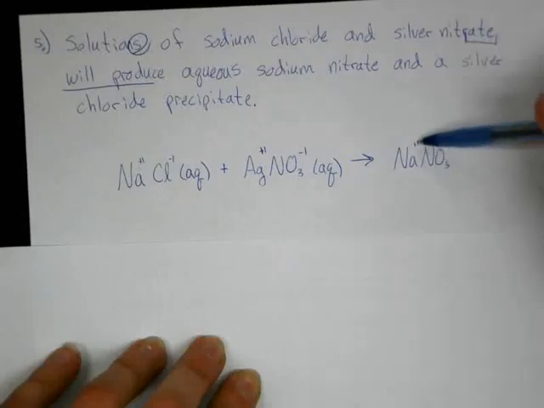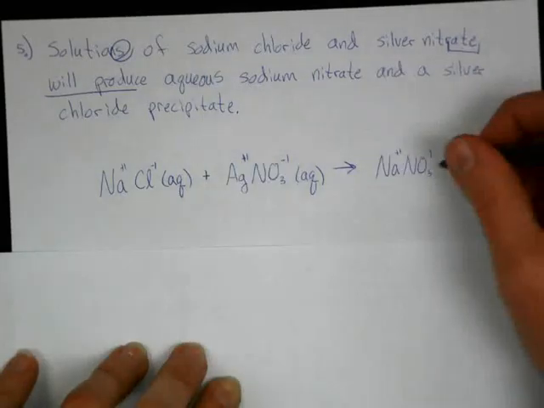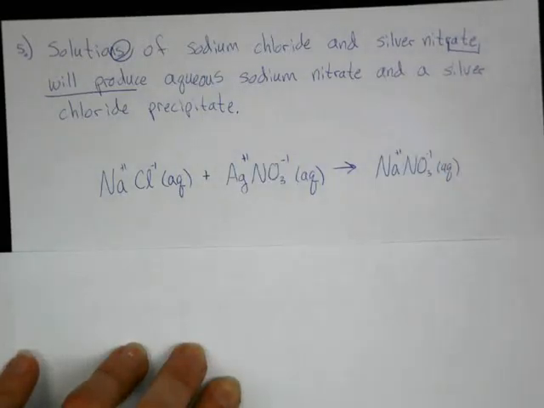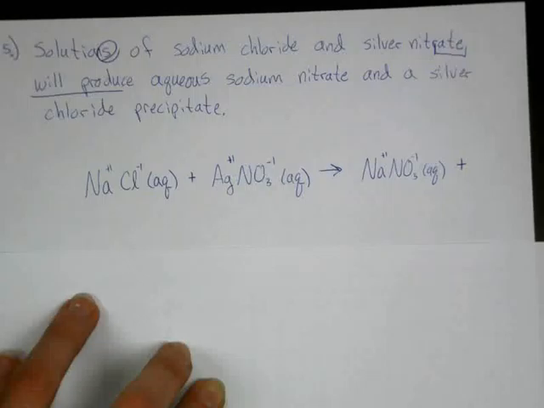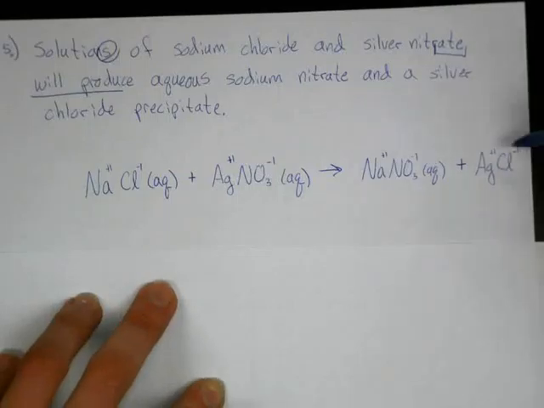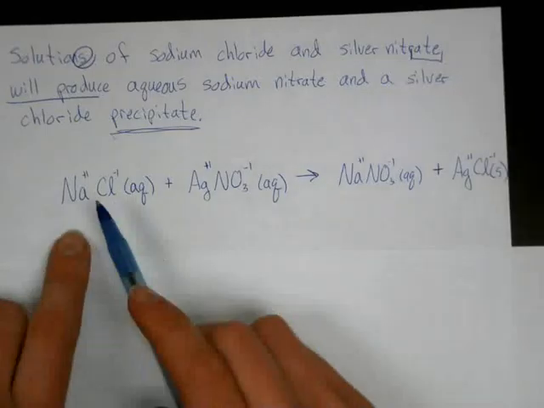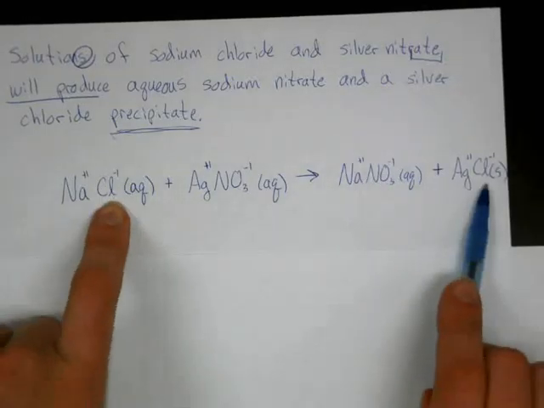Okay, sodium is Na+1. Nitrate, we've already figured out, is NO3 with a -1. Again, +1, -1. I don't have to crisscross charges. And it says that's aqueous, so I'm going to put AQ. And I'm going to put my little plus sign. Silver chloride precipitate. Silver is Ag with a +1 charge. Chloride is Cl with a -1 charge. Again, +1, -1. I don't have to crisscross charges. Precipitate, we saw earlier, means that it's a solid substance. So this is AgCl solid.